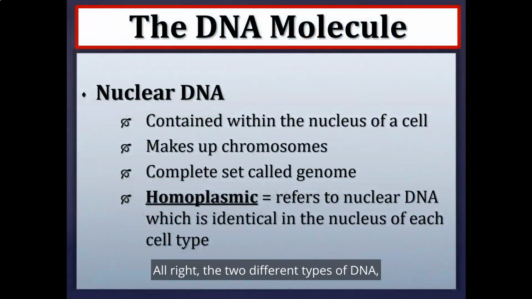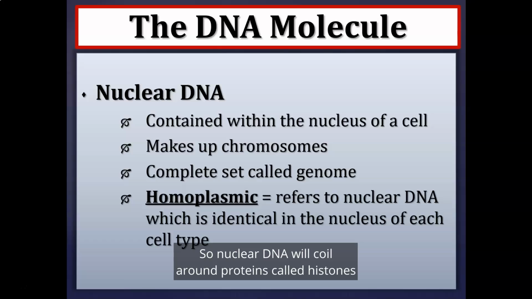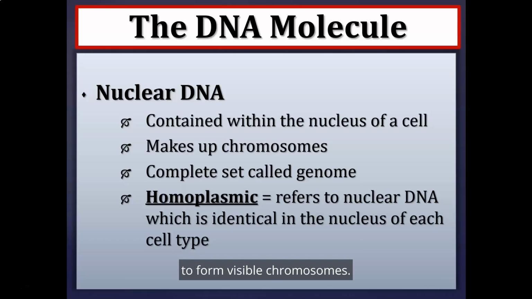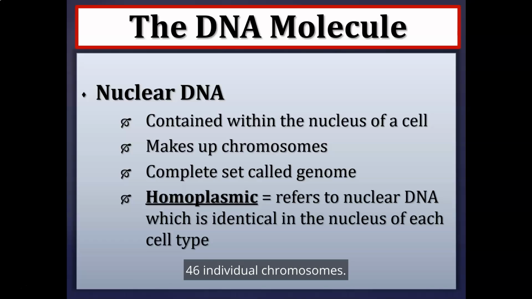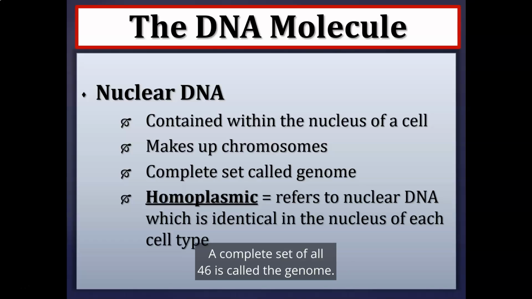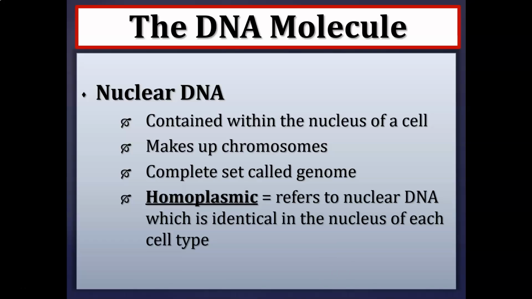All right, the two different types of DNA: there's nuclear DNA and mitochondrial DNA. Nuclear DNA is the actual genetic material that makes up our chromosomes. Nuclear DNA will coil around proteins called histones to form visible chromosomes. In every single somatic cell of a typical human, there are 46 individual chromosomes. A complete set of all 46 is called a genome.